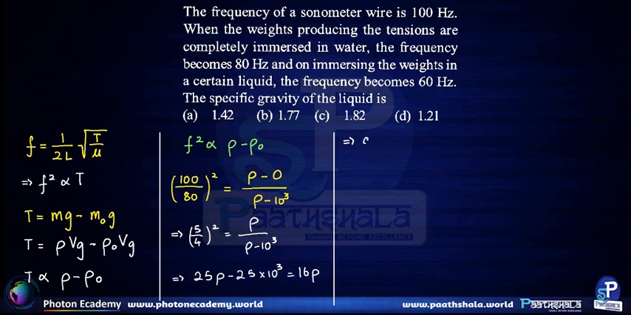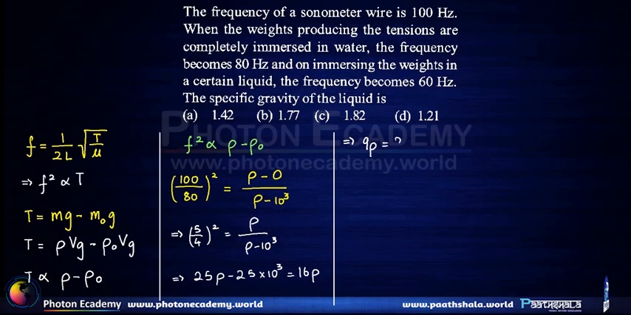Hence we get 9 rho is equal to 25 into 10 to the power 3 kilograms per meter cube, or rho is equal to 25 by 9 into 10 to the power 3 kilograms per cubic meter.